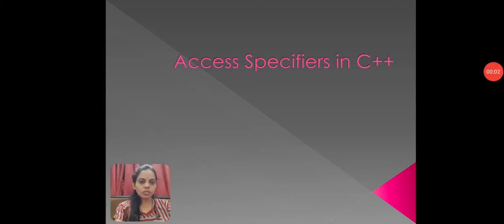Good morning all. Today we are going to learn access specifiers in C++. Already we started yesterday with what is a class, what is an object, and how we can use classes and objects, meaning what the data members are and what a member function is. Today we are going to learn access specifiers.